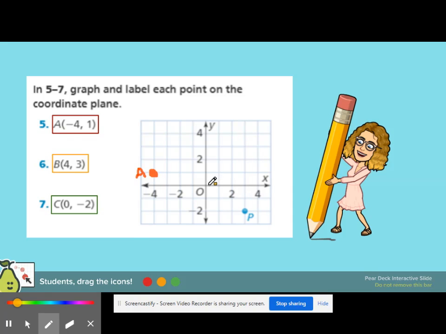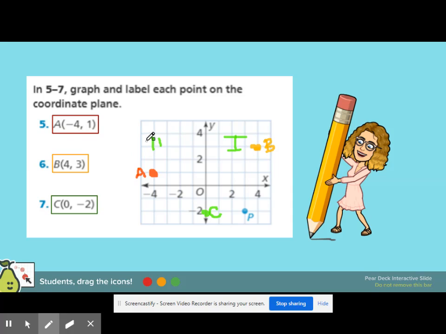B is shuffle to +4, climb the stairs to the 3rd level. That is where B goes. And C is over 0, so I shuffle none. And then I go down to -2. That is C. Quadrant 1, quadrant 2, quadrant 3, quadrant 4. So B is in quadrant 1.